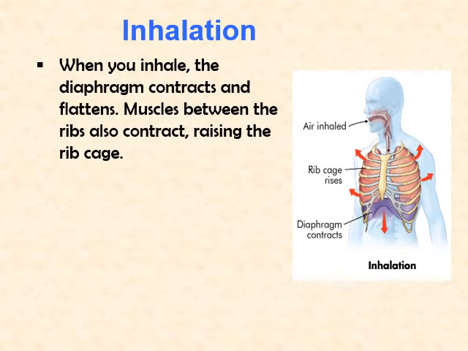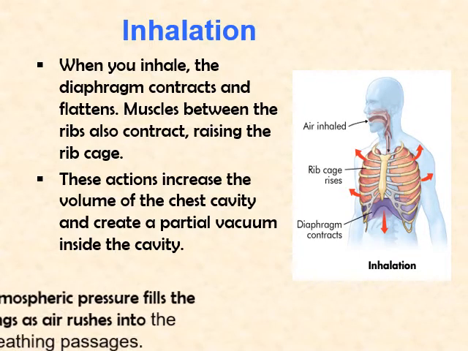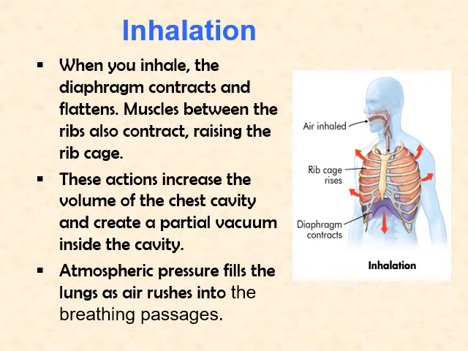When you inhale, the diaphragm contracts and flattens. Muscles between the ribs also contract, raising the rib cage. These actions increase the volume of the chest cavity and create a partial vacuum inside the cavity. Atmospheric pressure fills the lungs as air rushes into the breathing passage.